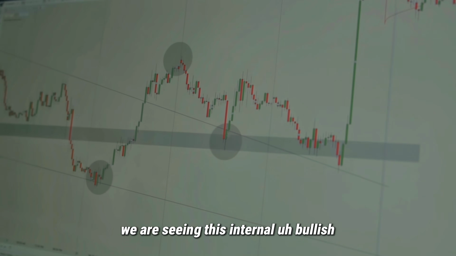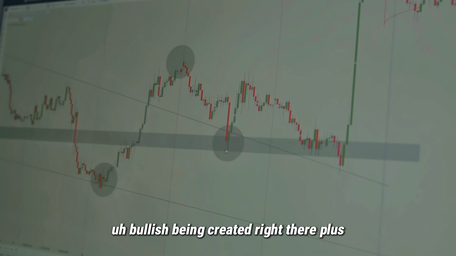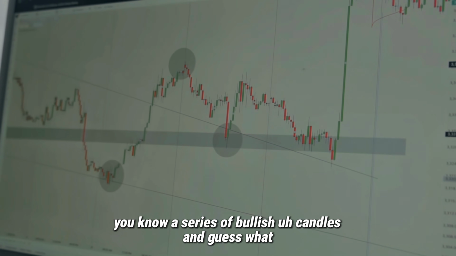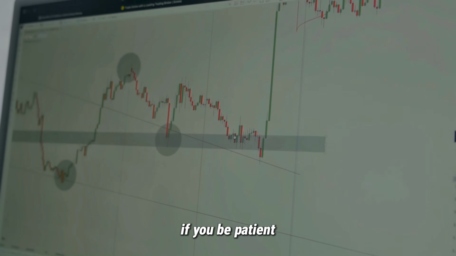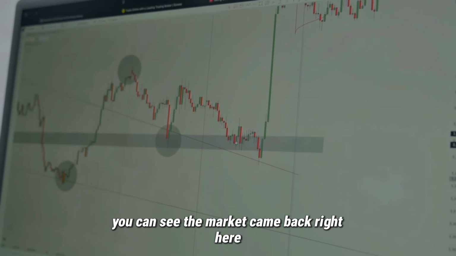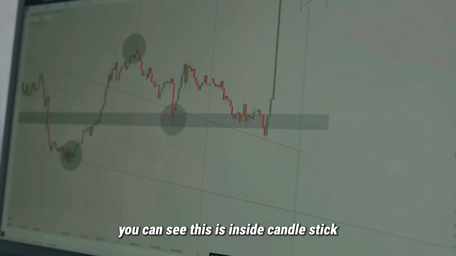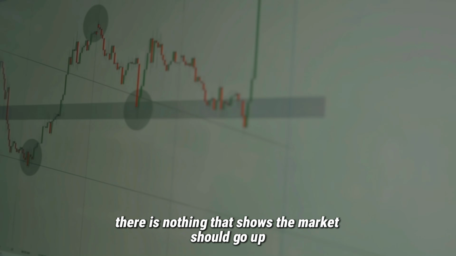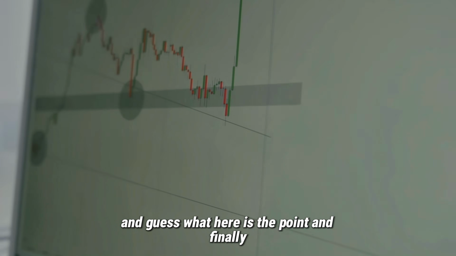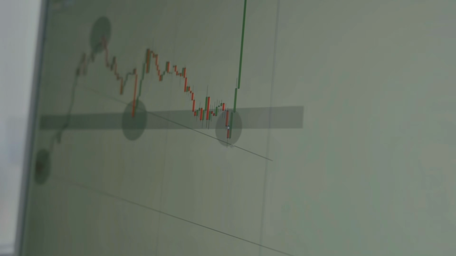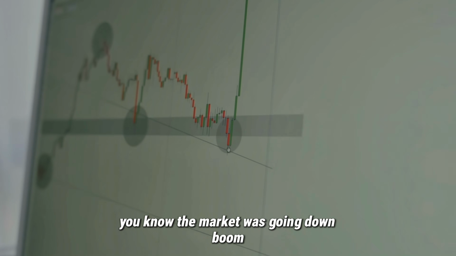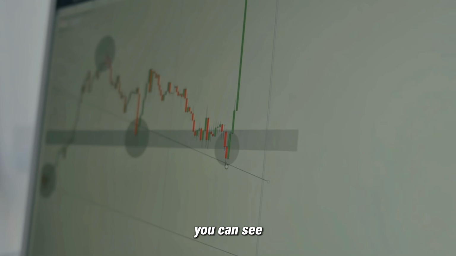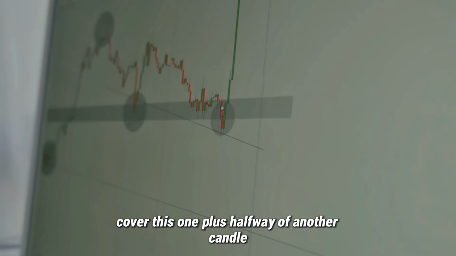We are seeing this internal bullish move being created right there, plus, you know, a series of bullish candles. And guess what? If you are patient, you can see the market came back right here. And when it came back, you can see this is an inside candlestick. This is a bearish engulfing. There is nothing that shows the market should go up. And guess what? Here is the point. And finally, you can see here we are having very strong candles. The market was going down, boom, 1, 2, 3 candles, which are bearish ones, and one candlestick you can see covers this one plus halfway of another candle.